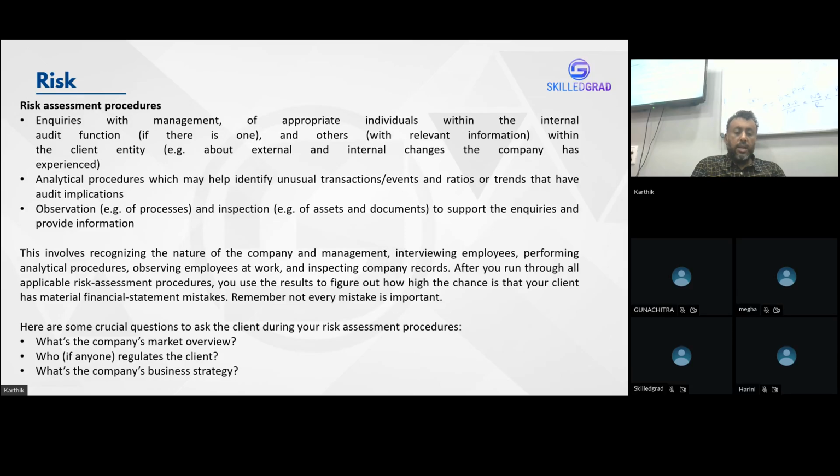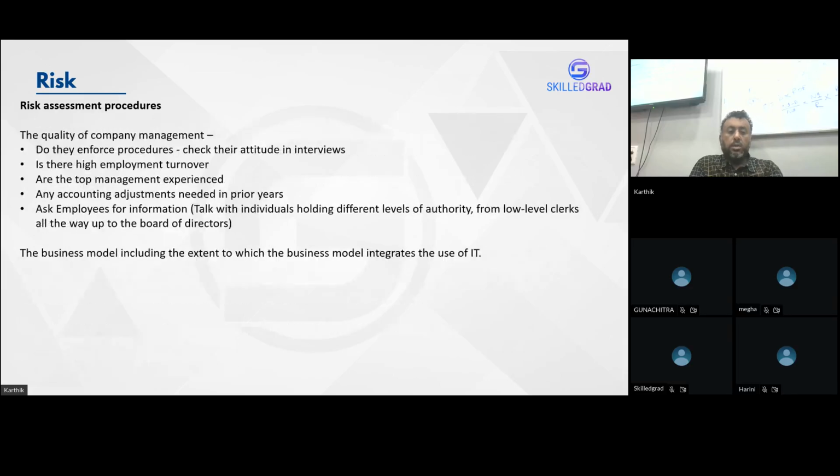What is the company's market overview? Is there anybody who regulates the client? What is the overall business strategy of the company? இதெல்லாம் நீ கம்பெனிட்ட கேட்பே. இதெல்லாம் யோசிக்கணும். இந்த மாதிரி when you do the risk assessment procedures, you will focus on these pointers here. Okay. Then you will also find out about the quality of the management of the company. Management and the proper procedures. What is their attitude in work?